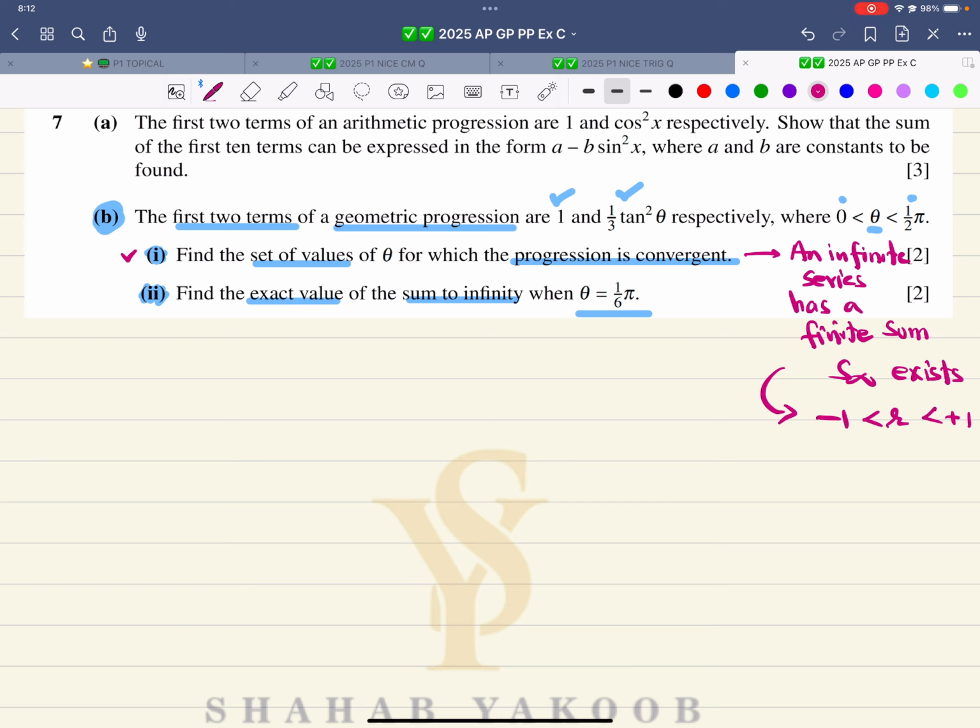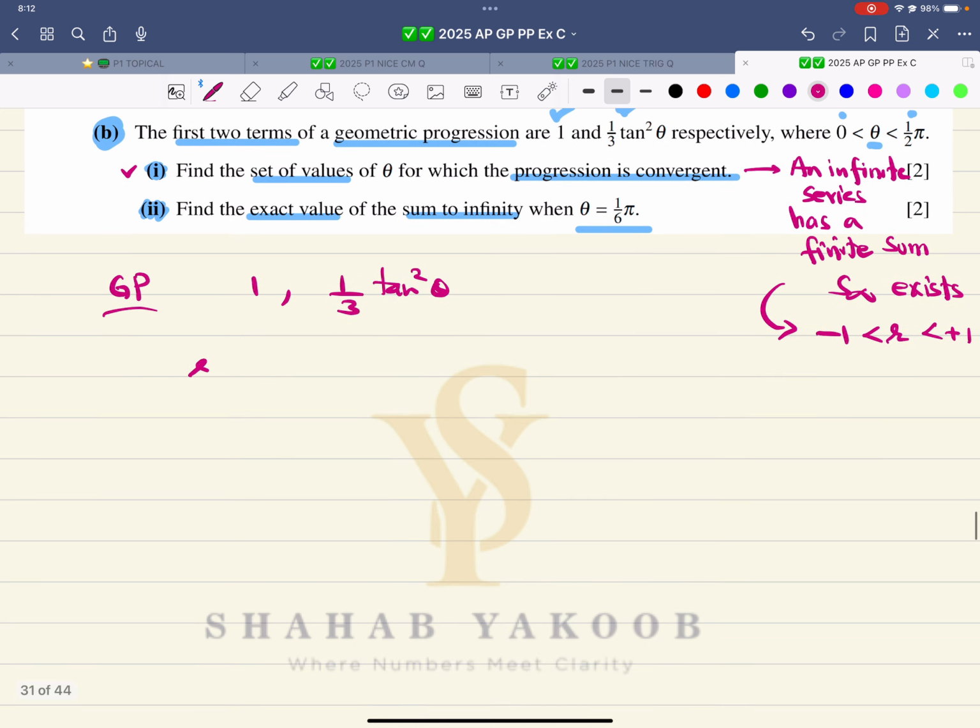So let's start working. It's a GP. Of course, sum to infinity is related with GP. First term is 1, next term is 1/3 tan square theta. Common ratio is second divided by first, so 1/3 tan square theta over 1 is this much.